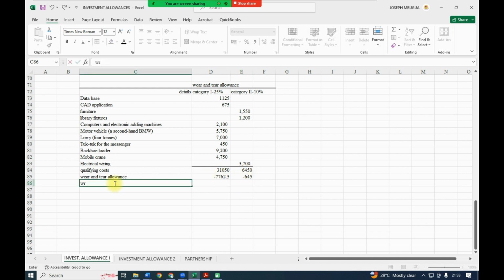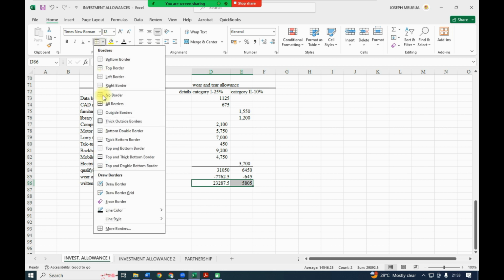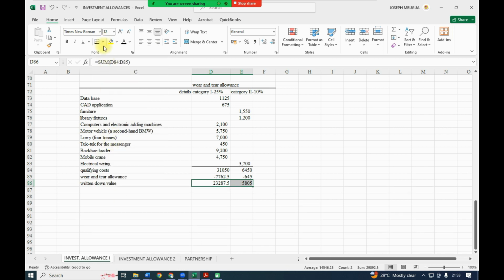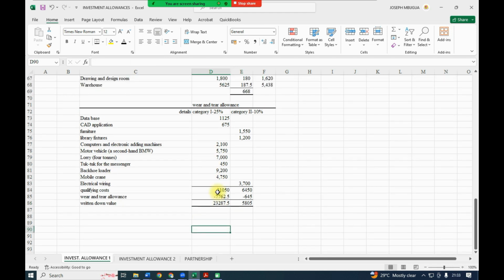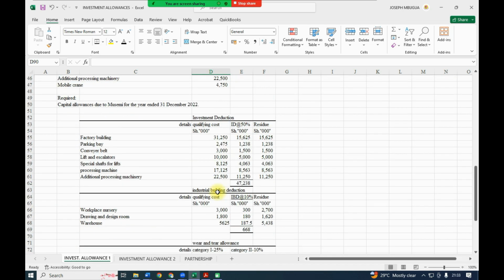So the written down value, carry down the sum of the two, and this one we just drag that way. We use the top and bottom border, the thick one. And that's how you deal with that question for capital allowance due to Musi.